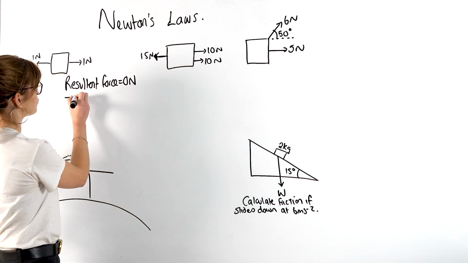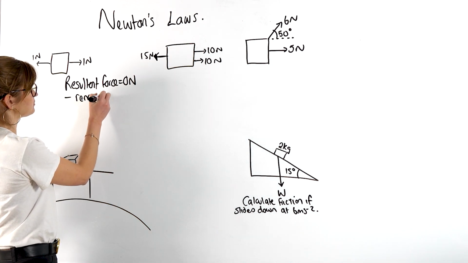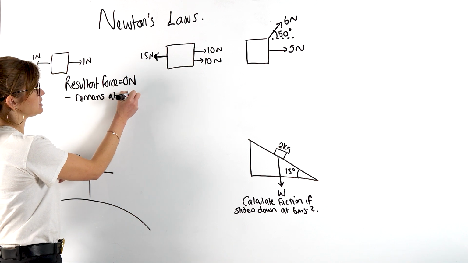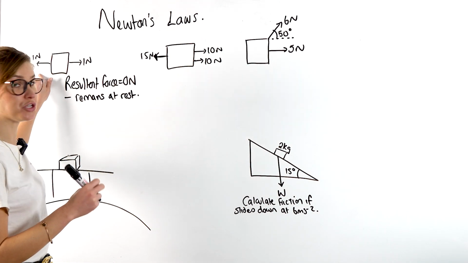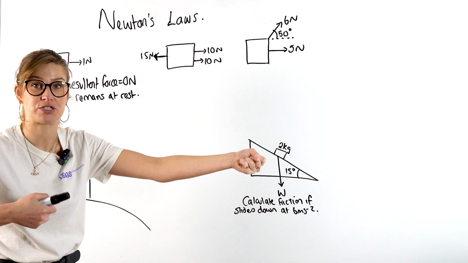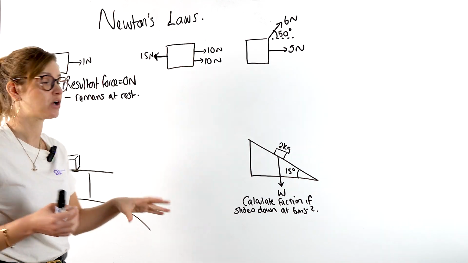Either the object remains at rest. So let's say this box was on the table. Someone's trying to pull it forward 1 newton, backward 1 newton. Because they're pulling at equal forces in opposite directions, the box is just going to stay at rest.